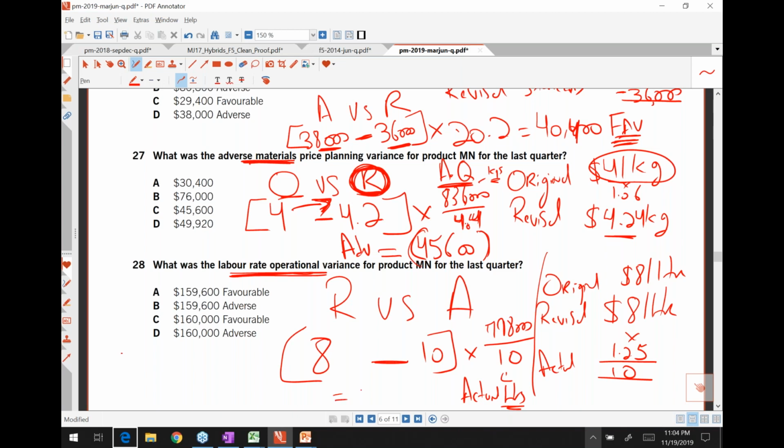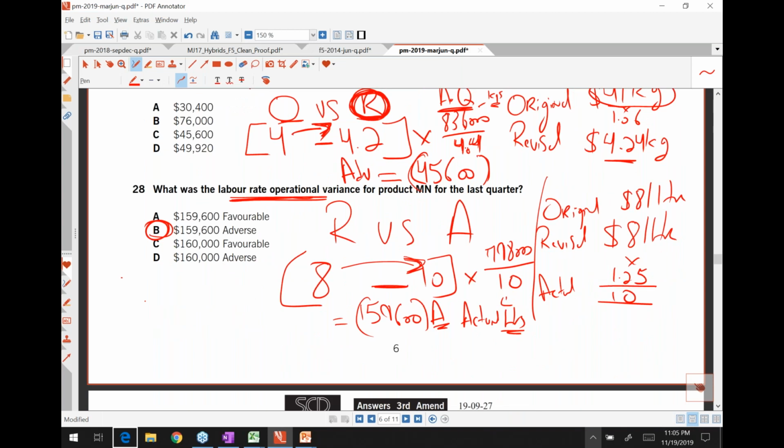Are you getting a positive answer or a negative answer? Mathematically, it's negative. And when it's negative, it's adverse. Simple rule. Quickly, you can decide. When the answer comes in minus, using my formulas, minus means adverse. And it's obvious. Actual is more. So mathematically, it's adverse. And logically, it's also adverse.